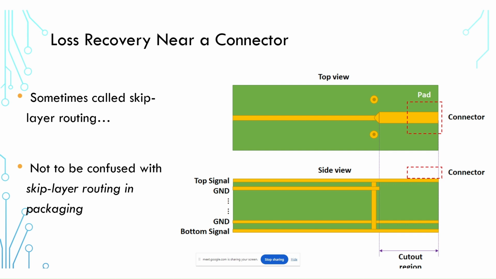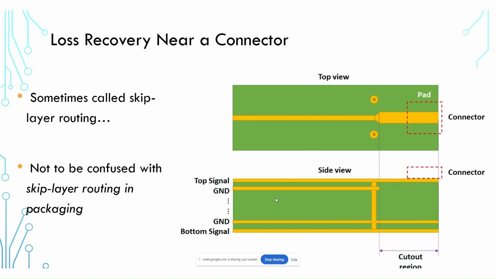Another fun type of routing that can be used in RF interfaces where you have a connector is something called skip layer routing. Skip layer routing in this configuration is quite different from the skip layer routing used in packaging or in integrated circuit substrates. In integrated circuit substrates, it is intended to reduce crosstalk, whereas the definition in PCBs is to allow you to widen out the trace near a connector in order to recover some losses along this trace.